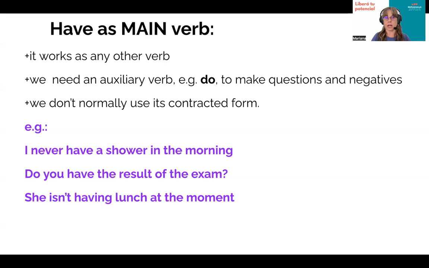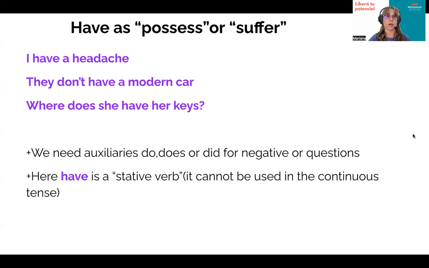As you can see here, the verb have is not always tener, meaning possession. Here it is ducharse. Tener el resultado de un examen, like receive, and almorzar. So it gets a different meaning according to the word that follows it.